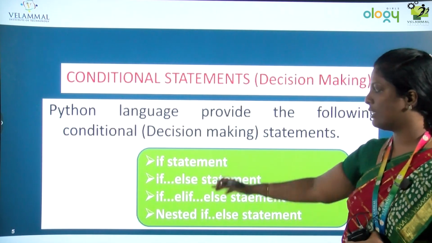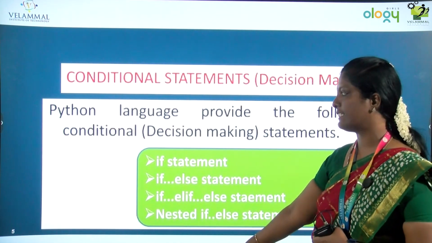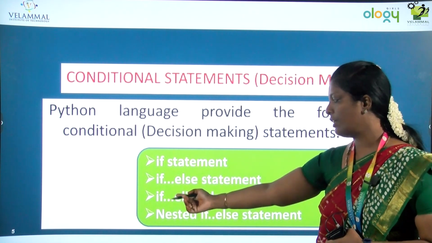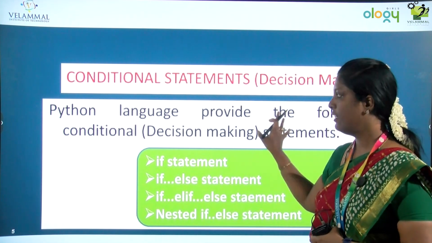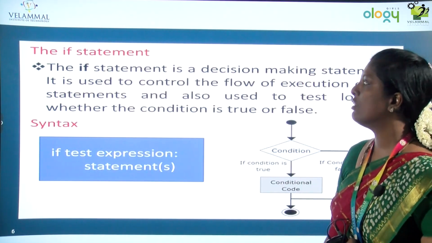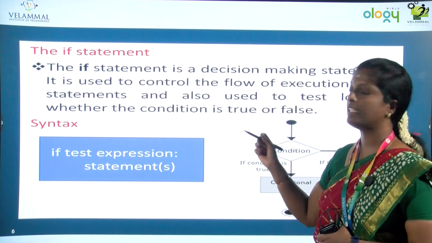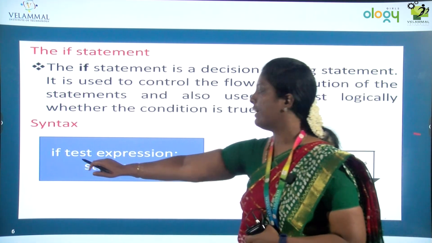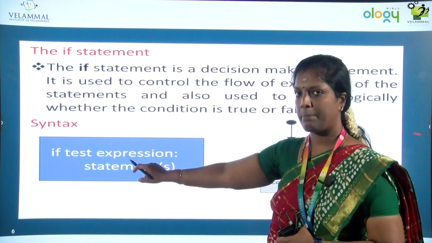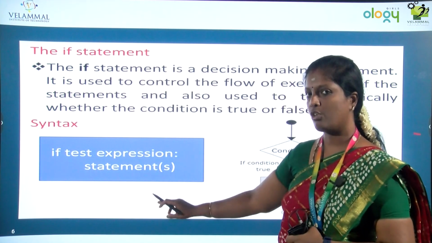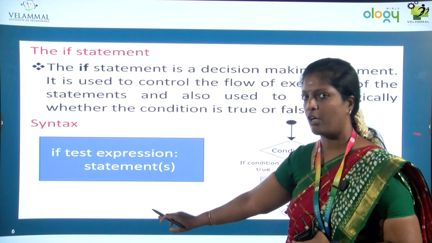As we have seen, what are the different types? The types are if, if else, else if and nested if. So let's go to the brief of each type. In the if statement, we give the if, test the expression, the condition is given in the if statement, and then we go on with the statements which have to be executed.